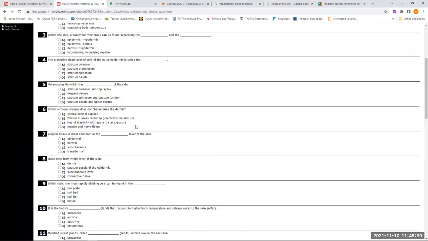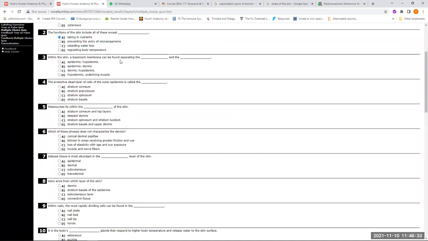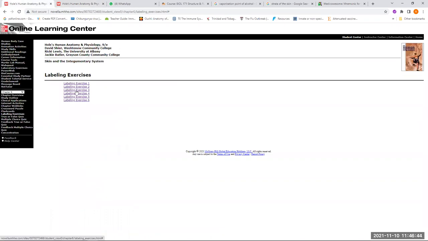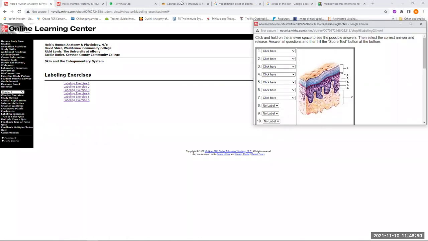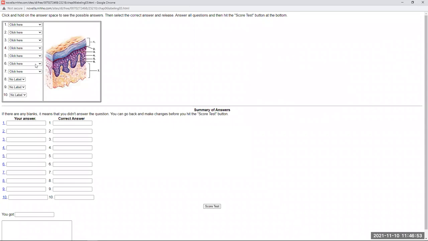Let's go back to our MCQs. Within the skin, a basement membrane can be found separating what? Epidermis. I just mentioned, epidermis. Very good, we just looked at it, the epidermis and the dermis. If you were to go back to it real quick, in this diagram here, this would be the basement membrane 6. This dark line here would be the basement membrane. Everything above it, that's the epidermis. Anything below it will be the dermis.